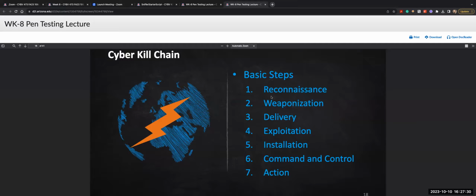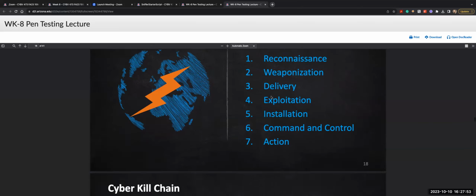Okay. And then exploitation is actively exploiting those folks. Exploiting it would be having the user click on something or having something actually be able to exploit a vulnerability. Installation is the malware actually going onto whatever system it is. Command and control is you being able to control it remotely. And then action is where you actually carry out your game plan.